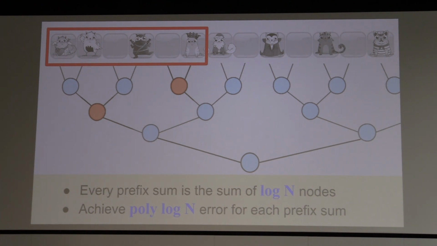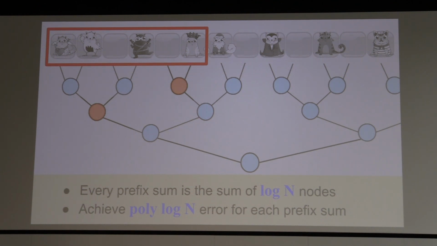And now, every prefix sum can be expressed as logarithmically many nodes in the tree, right? So here, these two red nodes express this prefix sum. And therefore, for every prefix sum, I also achieve polylog error with high probability. OK. So we are going to run this algorithm.